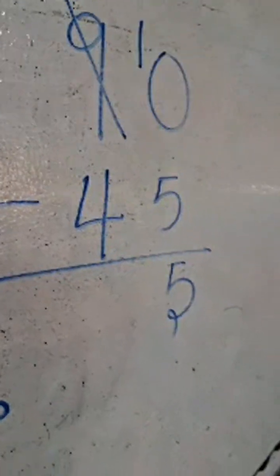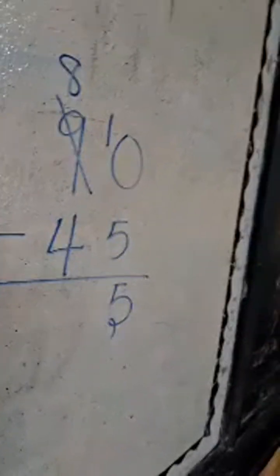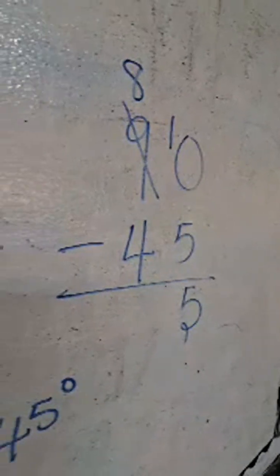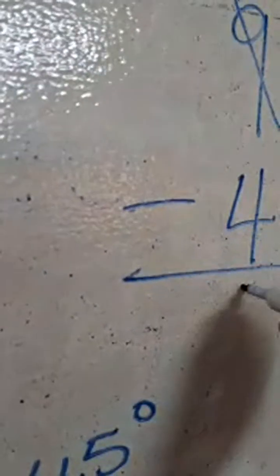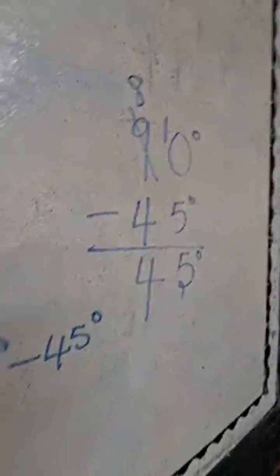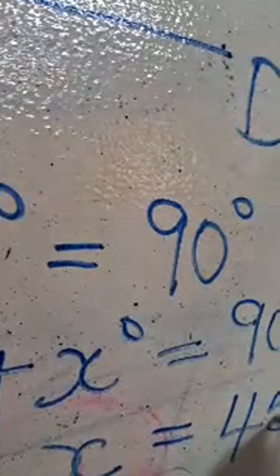Now we're going to go to the 10s column, and we are going to take away 4 things from the 8 things that we have. How much are we going to have left? 4. We're going to end up with 4. And of course, remember, we're finding degrees. We must put our degree sign. So that's how we end up with 45 degrees.